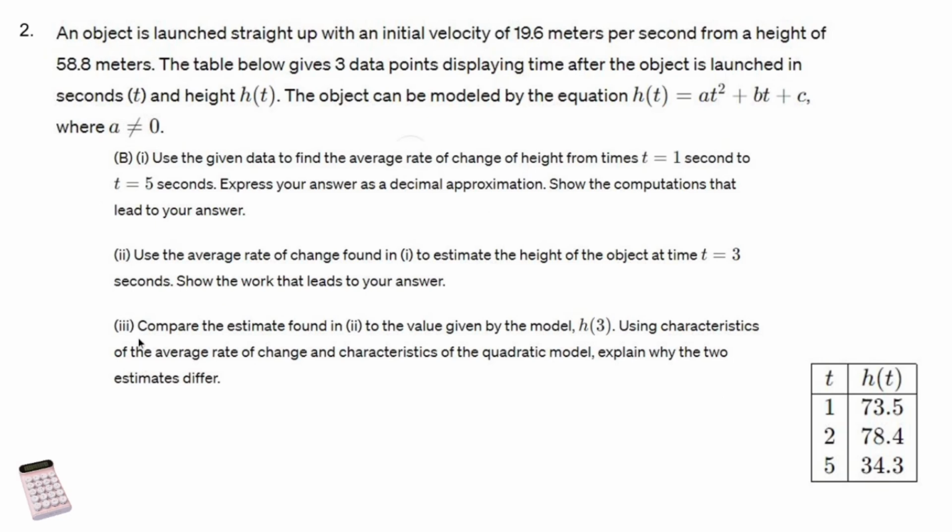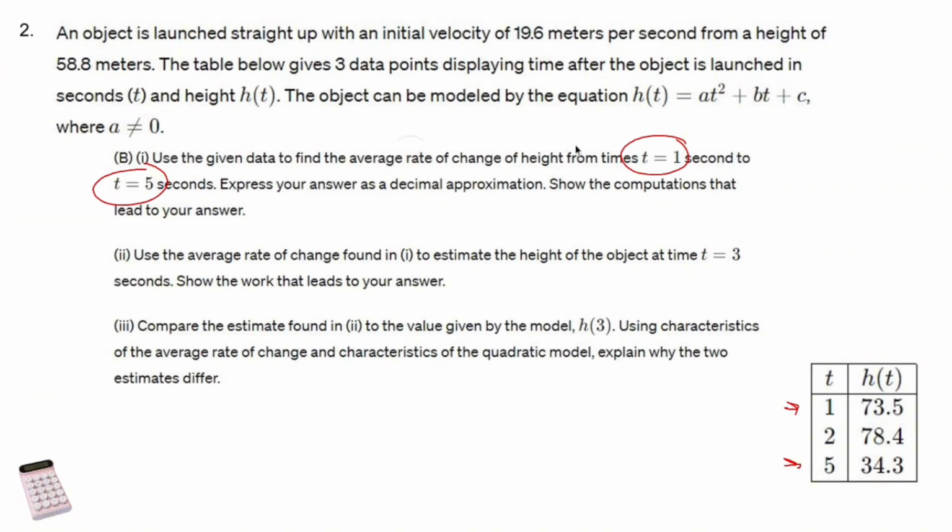B is a 3-parter, and B part 1 is asking us to use the given data to find the average rate of change from times t equals 1 second to t equals 5 seconds. Now, there's two ways you can handle this. You just came up with an equation. You could use the equation in your calculator to do the math for you. But what I'm going to do is use the fact that it gave us t equals 1 and t equals 5.